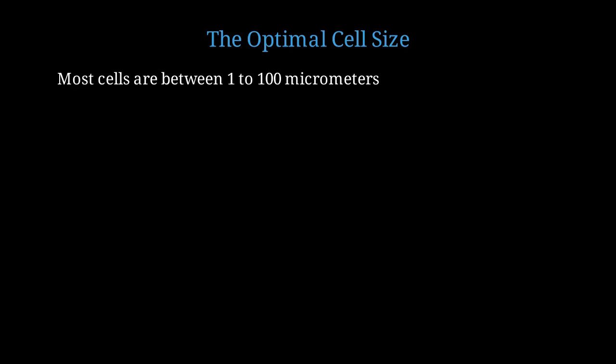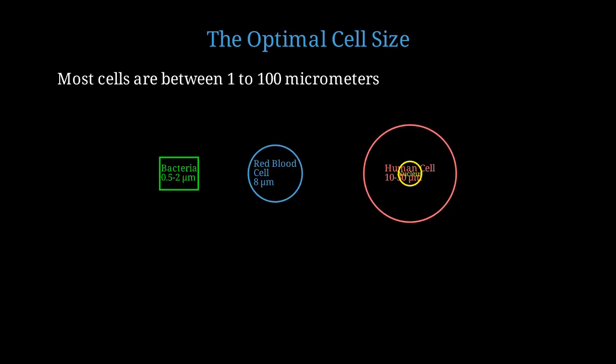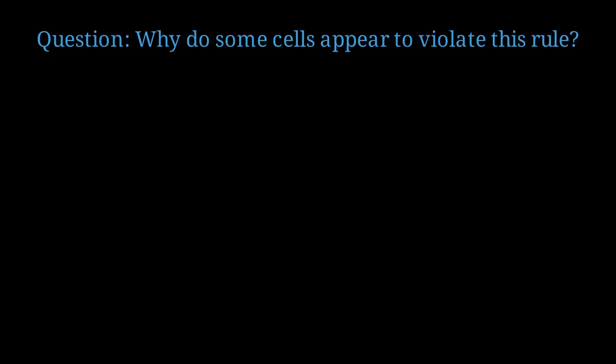So what is the optimal cell size? Evolution has found a remarkably consistent answer. Most cells fall in the range of 1 to 100 micrometers in diameter. This isn't a coincidence. It's determined by physics. Here's a comparison. Bacteria are tiny, around 1 to 2 micrometers. Red blood cells are about 8 micrometers. Most human cells are 10 to 30 micrometers. All optimized for diffusion.